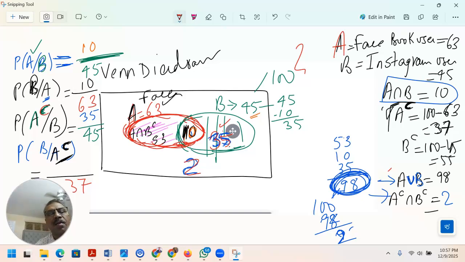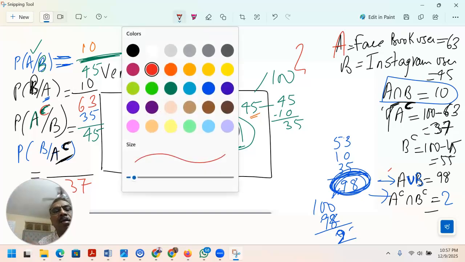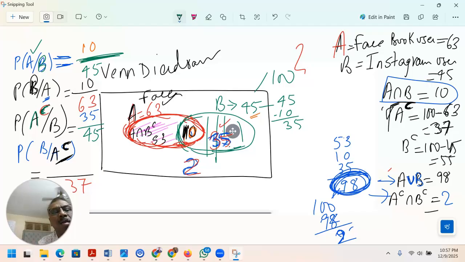So among the 37 students, how many of them are B? And this B basically means Instagram users from here. You can see in this case, there is that 35. So this becomes 35 out of 37. So directly, without doing any work or any step, you can also do it this way.